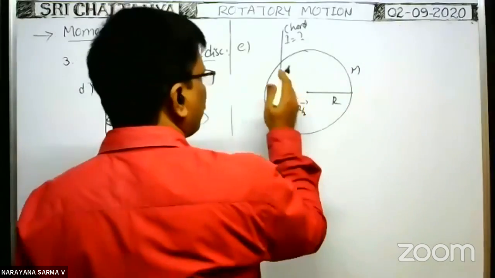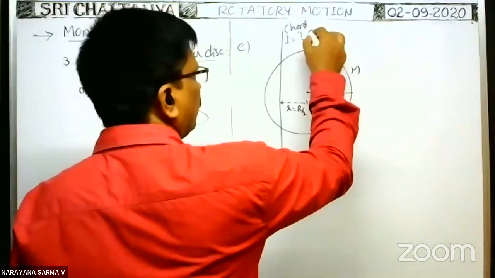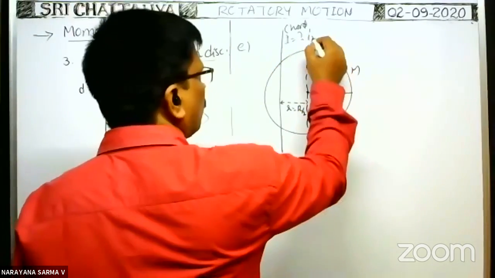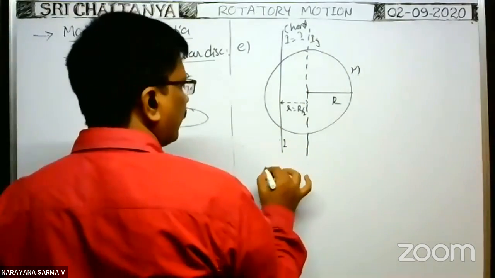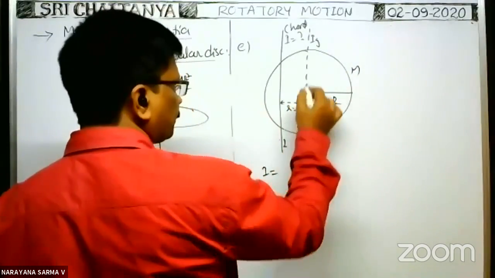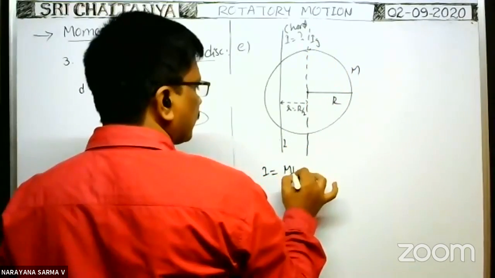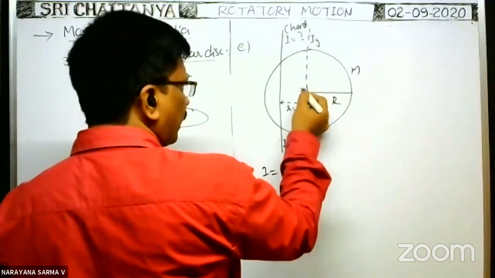What is the moment of inertia of this disc about this axis, which lies within the plane of the disc? Parallel to this axis, passing through the center of mass or center of gravity, we know the moment of inertia. Apply the parallel axis theorem. Then about this axis, the moment of inertia I is equal to Iz plus mr square. Iz means about the diametric axis, the moment of inertia of the disc, mr square by 4, plus m into this perpendicular distance square, that is small r square.